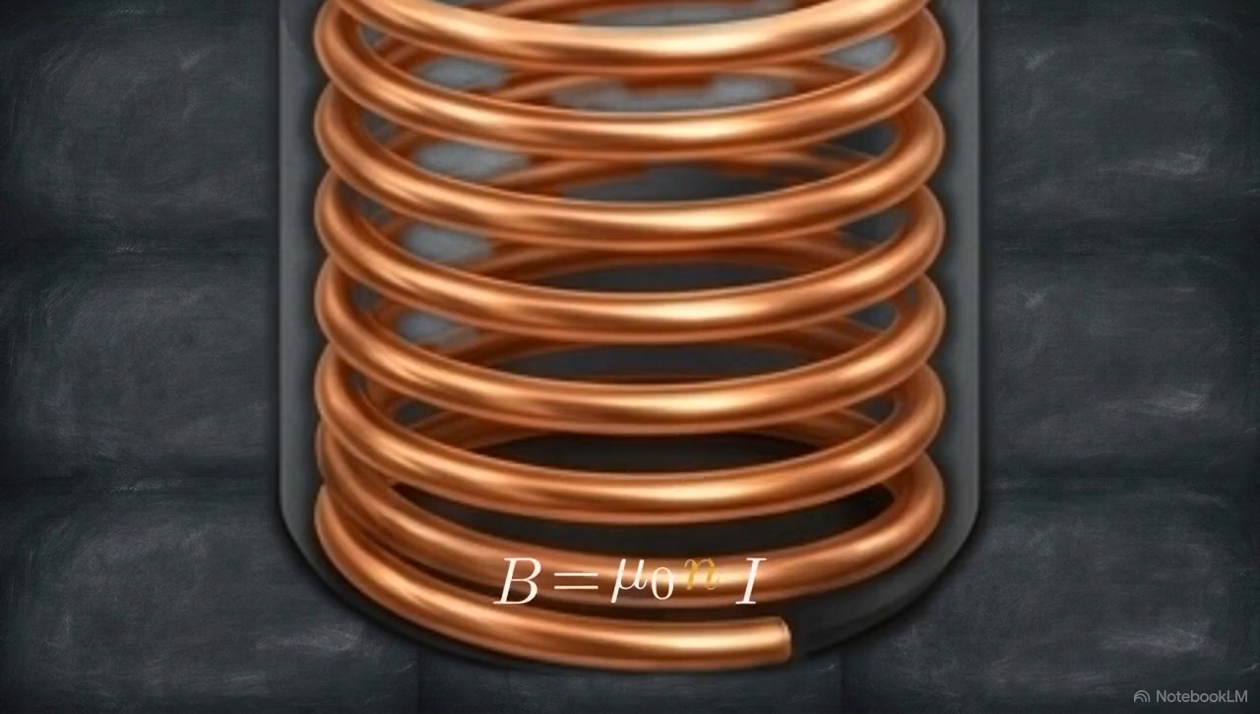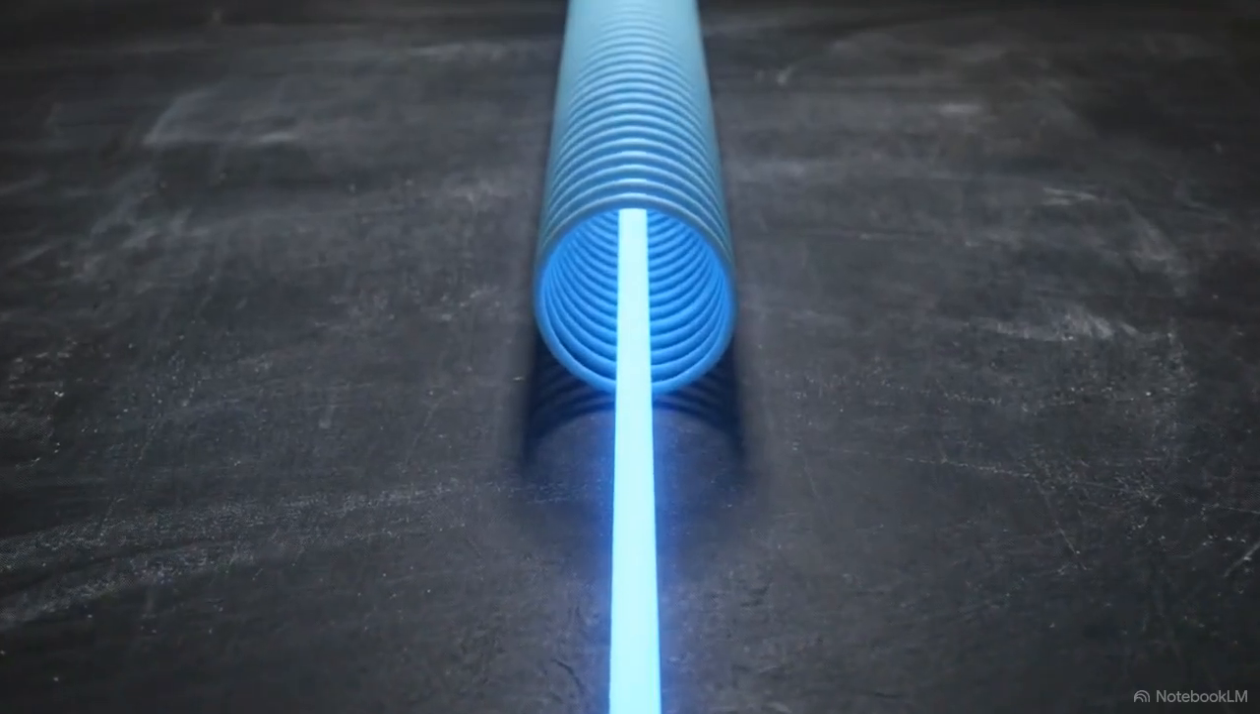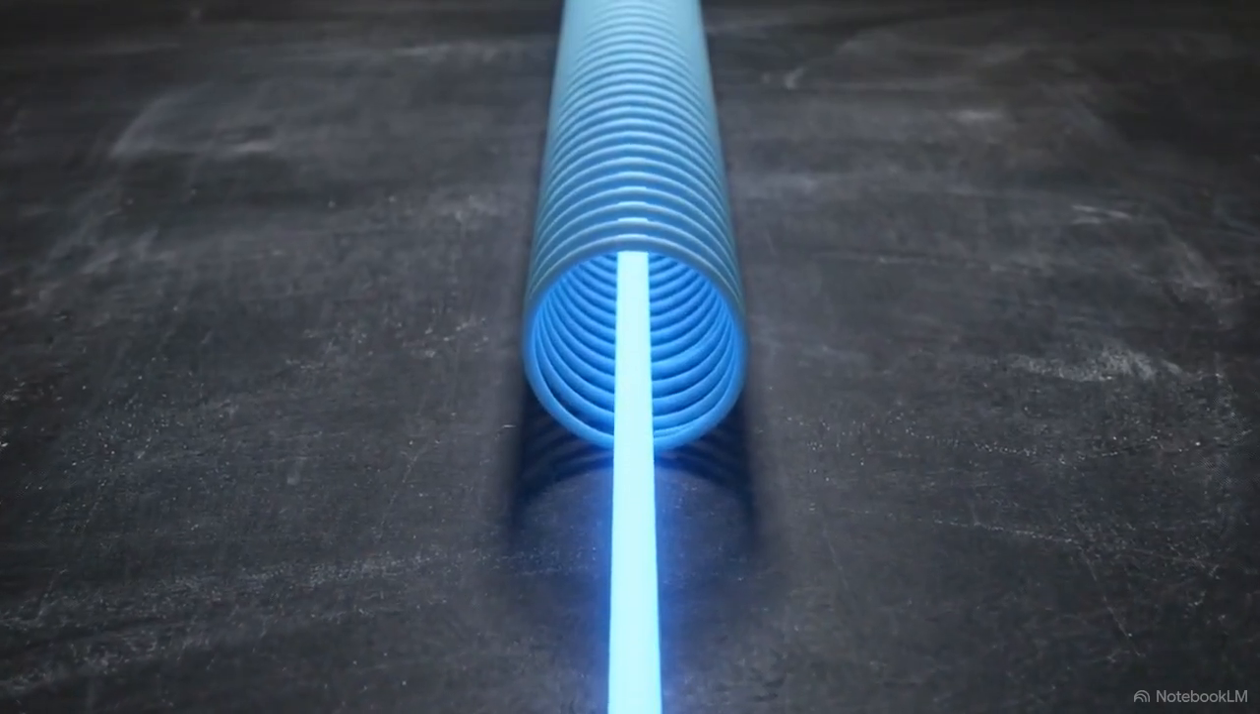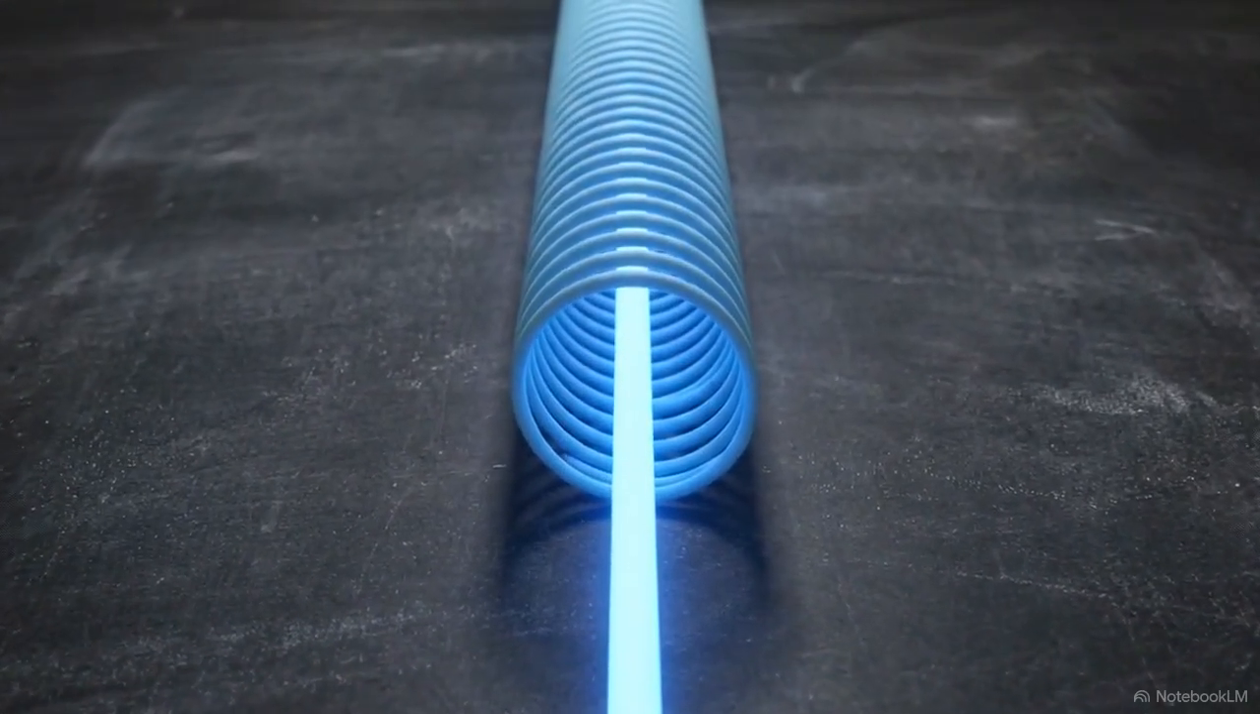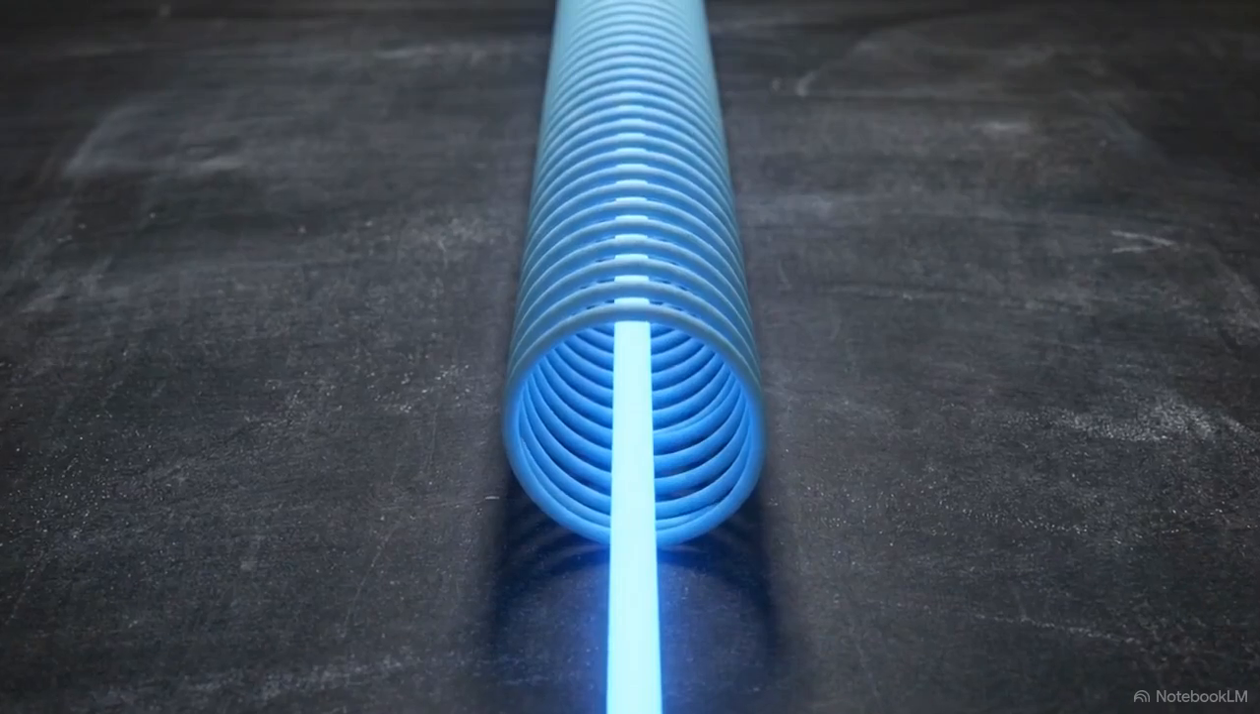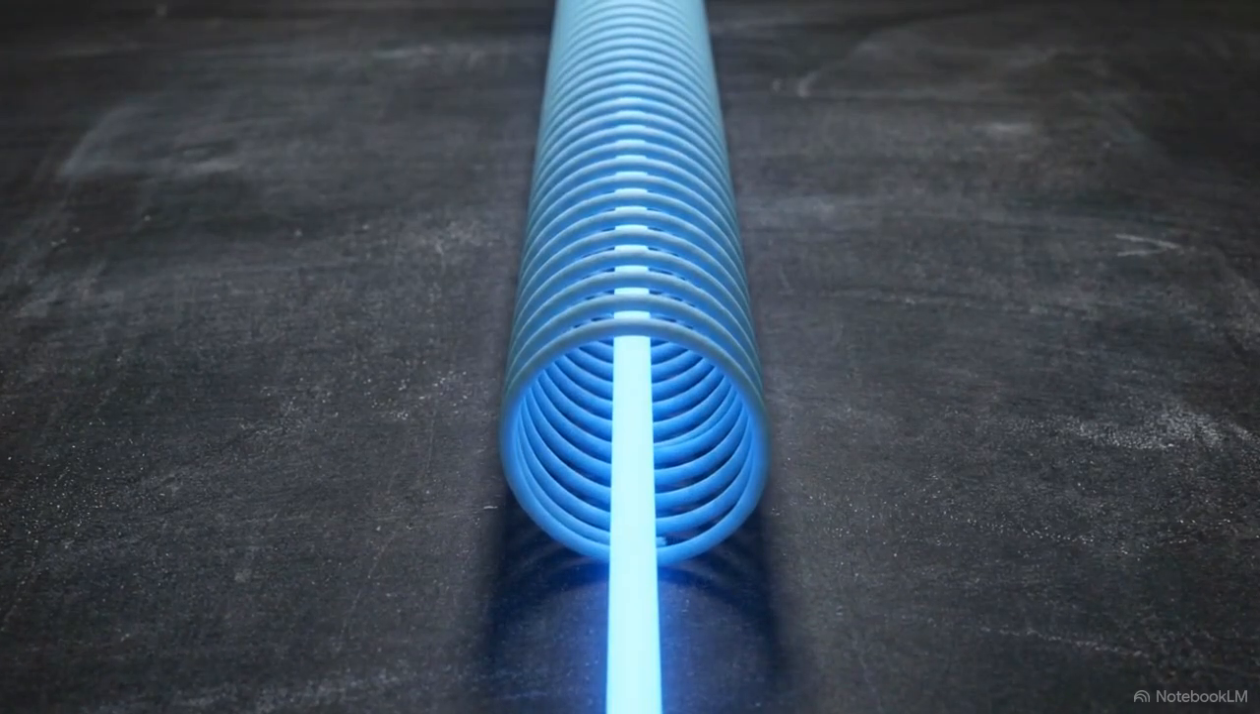Replacing the fraction with n gives us our final solution, B equals mu naught n I. Mathematically, the interior of a circular toroid behaves identically to an infinitely long straight solenoid, with field strength determined by permeability, turn density, and current.